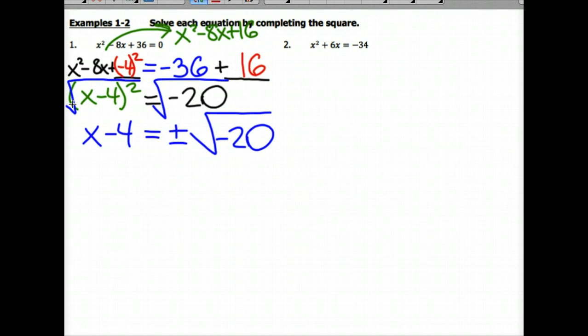Now I'm going to simplify my radical. So I have plus or minus radical negative 20. There's definitely going to be an i in that. Radical 20 can split up into radical 4 times radical 5. So you end up getting 2i radical 5 when you simplify this.